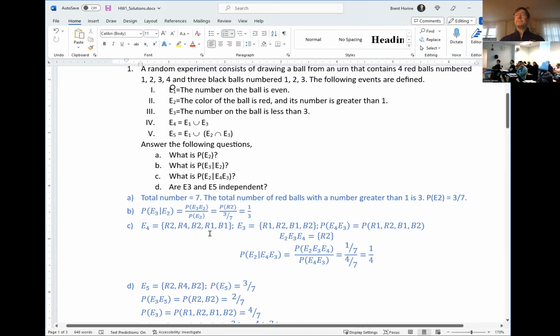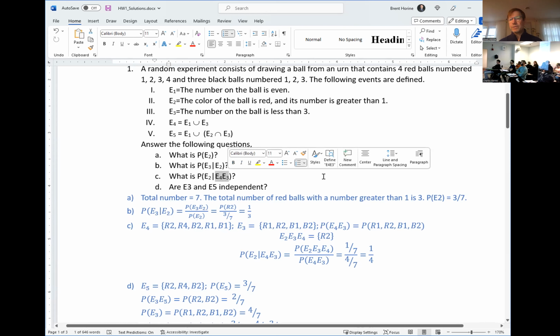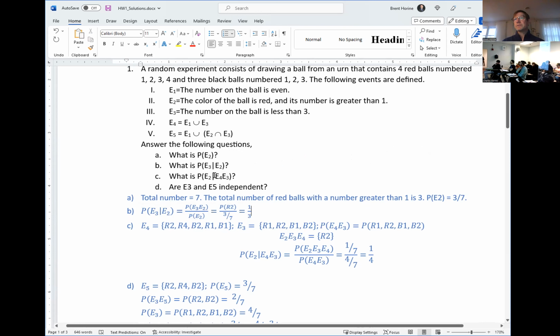So you just keep doing that same type of process. This notation was a little bit confusing in the book that I drew this example from, but you're basically saying that both E4 and E3 have occurred, so just write these things out. E4 is a union of E1 and E3, so you can kind of write the number of the ball is even.